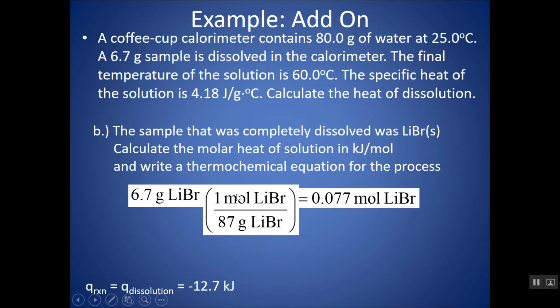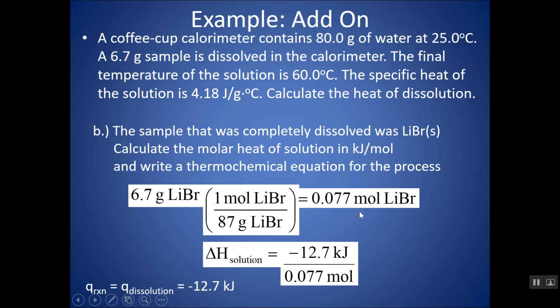Now what's nice about a dissolution is that there's only one reactant. So I only have to change the 6.7 grams to moles, and then I can divide my negative 12.7 by 0.077 moles of the LiBr, and now I have my units in kilojoules per mole. So all I'm doing is making sure my energy is in kilojoules and dividing by the moles of reactant I started with. Really simple. The only time that this can get a little more complicated is if it were not a dissolution, I had 2 reactants, and I gave you the amounts of both reactants. Then you would have to first figure out what's limiting and make sure you're dividing by the moles of the limiting reactant. Okay, and then it asks, write a thermochemical equation.